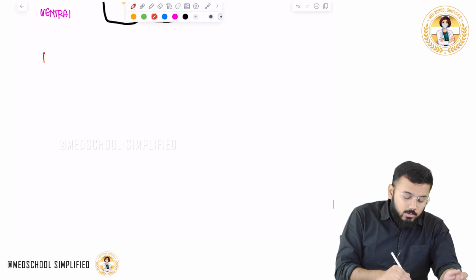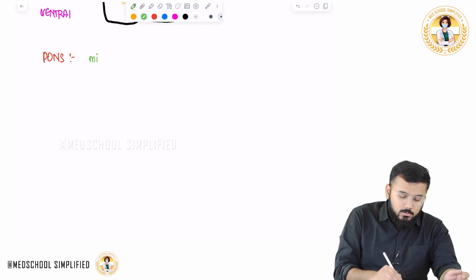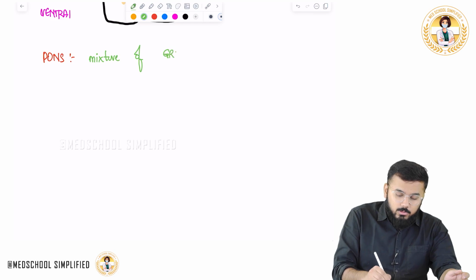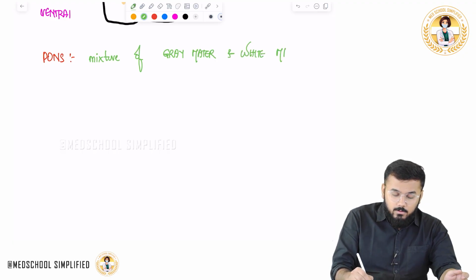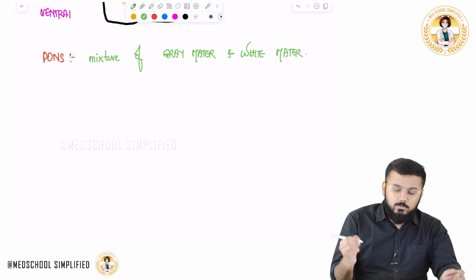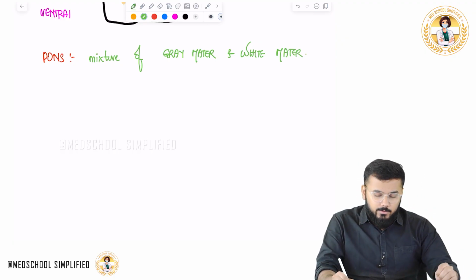So let me write it down. Even in the pons also, there is a mixture of both gray matter and white matter. So there is a mixture of both gray and white matter over here, right?